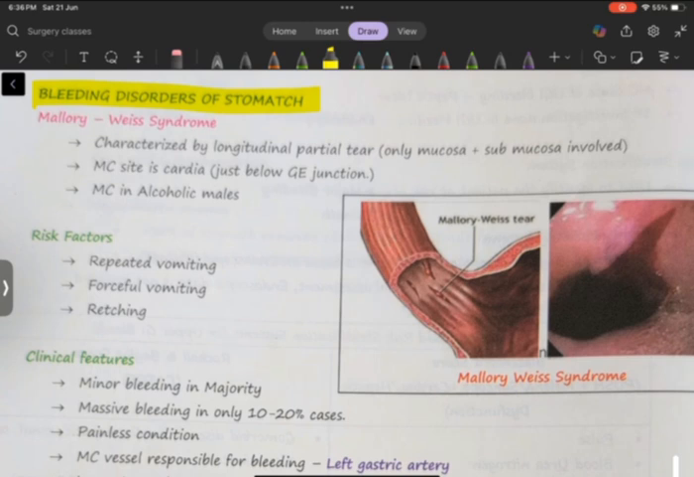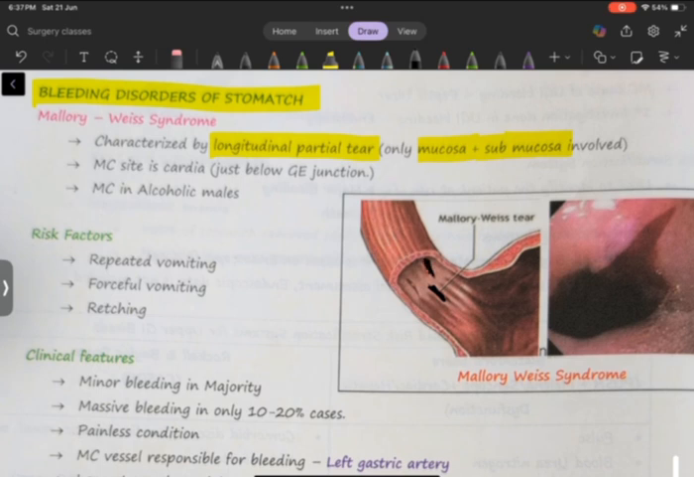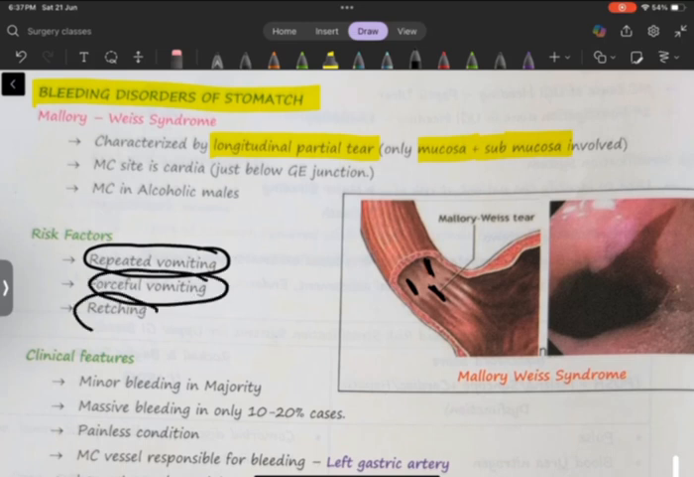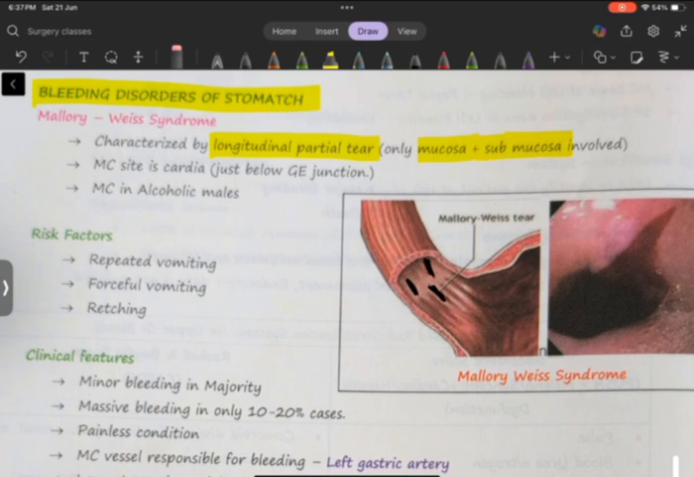What are those? First one is Mallory-Weiss syndrome. Just like I had explained in the previous class also, this is characterized by a longitudinal partial tear. That is, the submucosa and mucosa are involved and there is a longitudinal tear, just like we are seeing here. So a longitudinal tear is there in the mucosa and submucosa of the stomach. Why is this happening? Because of repeated and forceful vomiting along with retching.